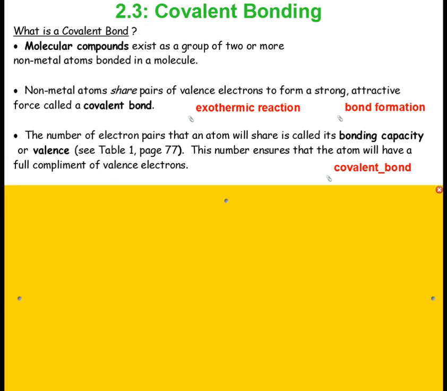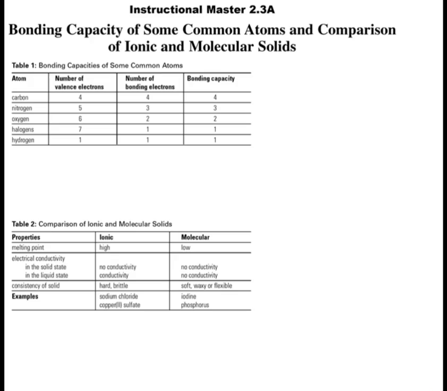In your textbook on page 77, you'll see some information about the summary of bonding capacities for some common nonmetal atoms, and here the relationship between the number of valence electrons, the number of bonding electrons, and the bonding capacity should be pretty evident. The number of bonding electrons is equal to the bonding capacity, and the bonding capacity would be equal to 8 subtract the number of valence electrons.